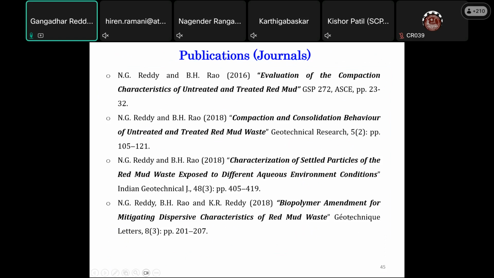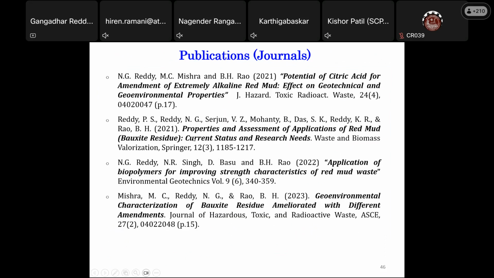Okay. There are other publications as well, like those published in ASCE, and another in the Biomass Journal. There is one more good journal where I have published extensively on the application of biopolymers to improve strength characteristics. In this paper, I made a literature review along with a statistical analysis as well. Those who are interested in biopolymers for building materials can refer to it. This is one of the good papers, which is published in Environmental Geotechnics.